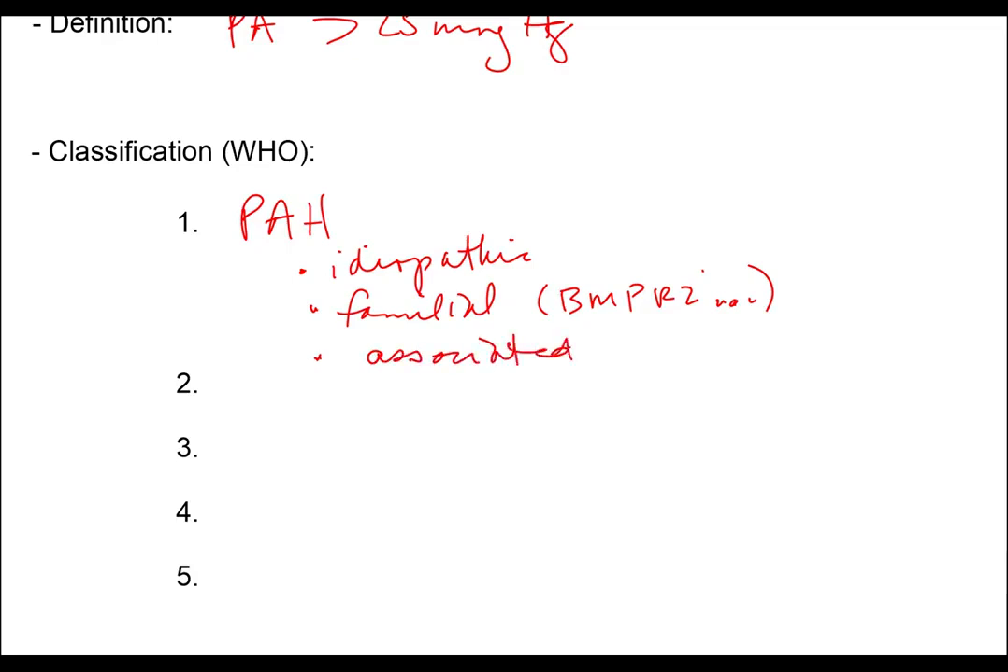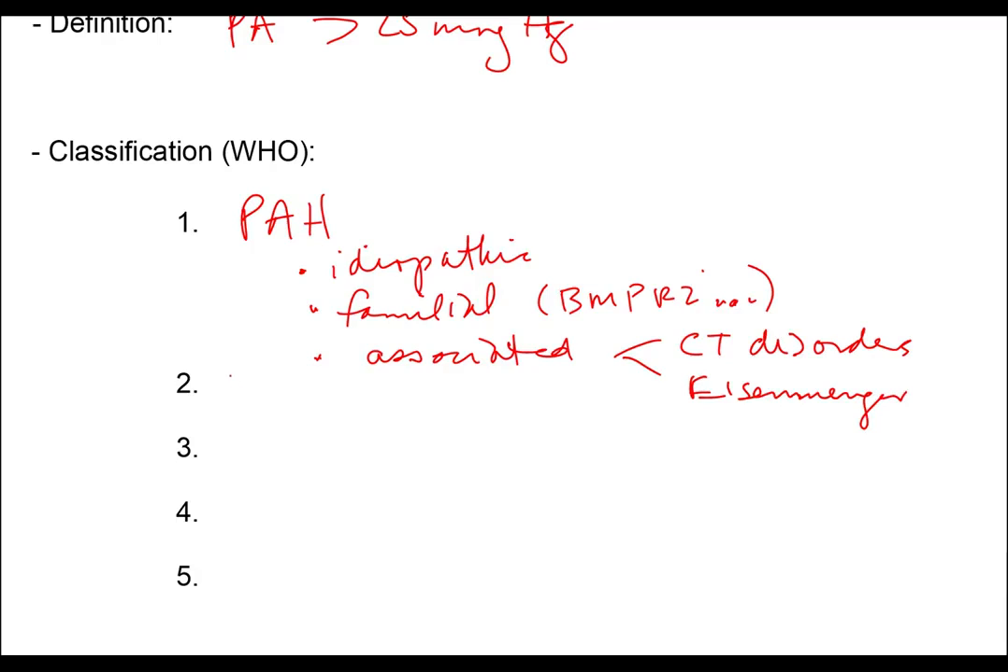So the associated group is going to have the same arterial proliferation problem, which is going to include a number of things, but specifically for us, the connective tissue disorders like scleroderma, lupus, that family, and Eisenmenger syndrome, which we see when we have a large enough left to right shunt. Then we go into what they call the secondary causes.